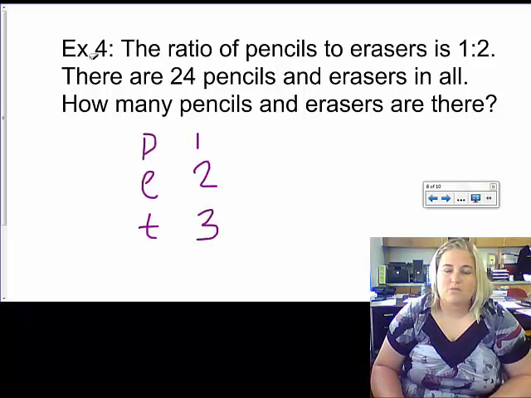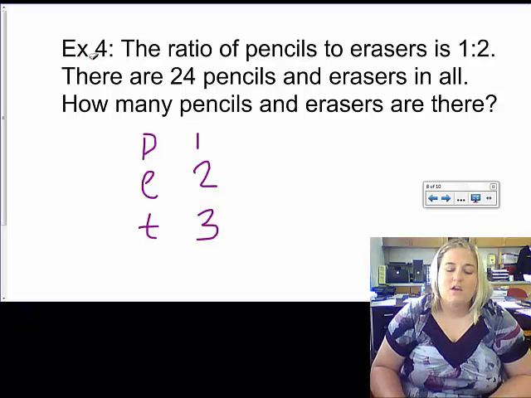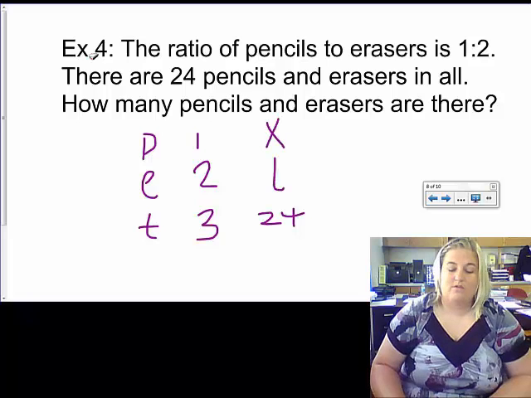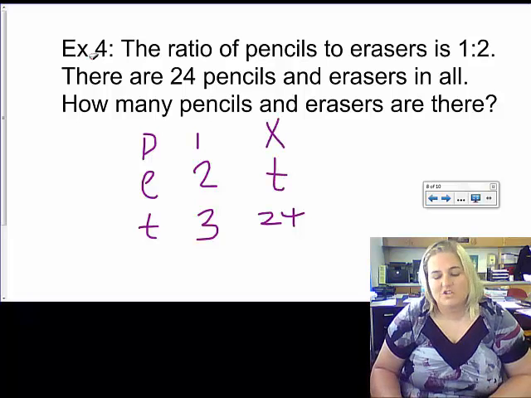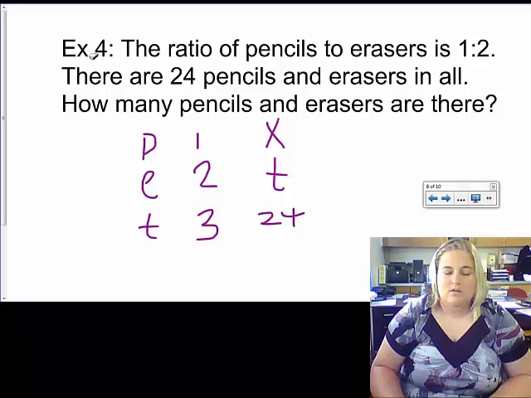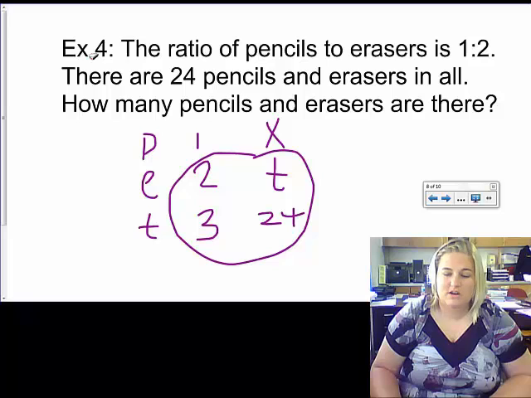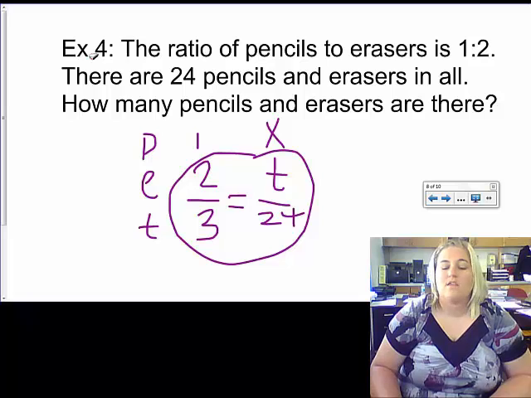And then we have that there are 24 pencils and erasers in all. So that means the total is 24. I don't know how many pencils or how many erasers there are right now, but using this information you should be able to set up a proportion to solve that. So I have 2/3 equals t over 24, and I want you to go ahead and solve that on your own. Once you find out how many erasers there are, then you need to find out how many pencils there are.